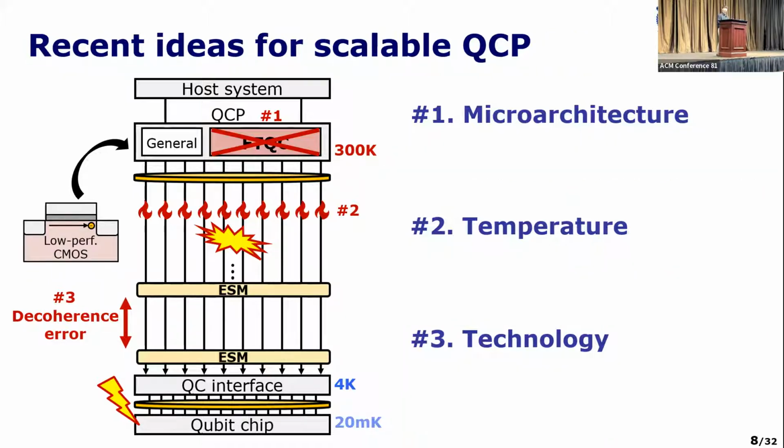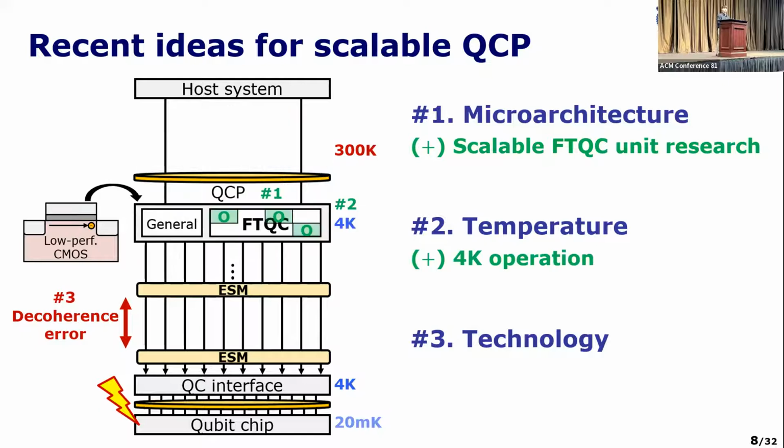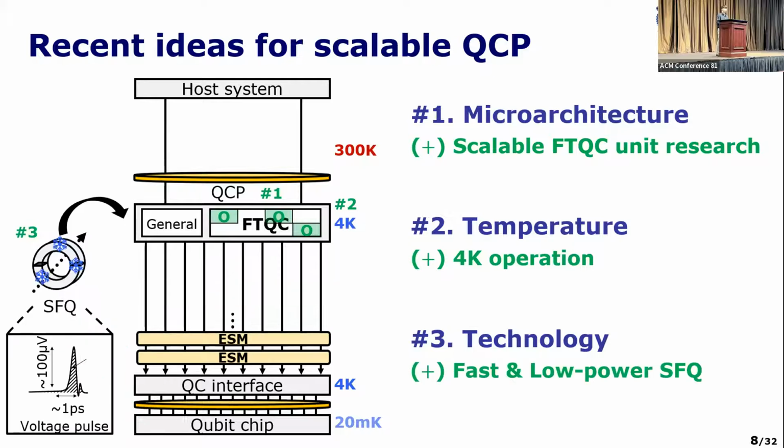To resolve these problems, researchers propose various ideas in all the three directions. First, they propose scalable microarchitectures for several fault-tolerant units. Second, they propose the 4 Kelvin operation to eliminate the heat-dissipating data transfer. Third, they propose a superconductor-based SFQ technology, which can utilize ultra-fast and low-power voltage pulse.